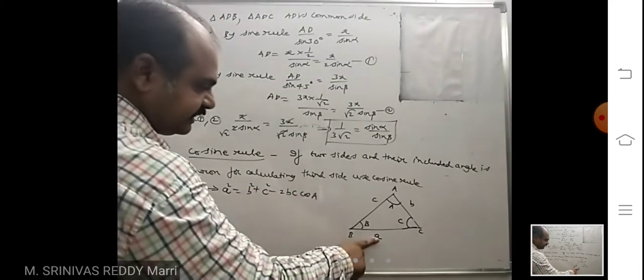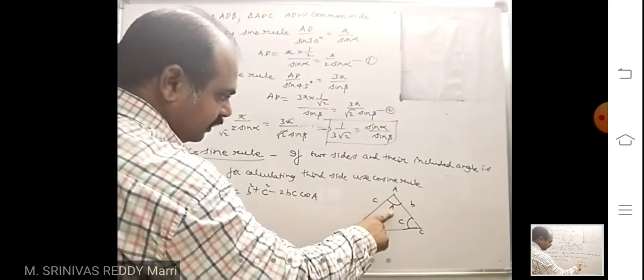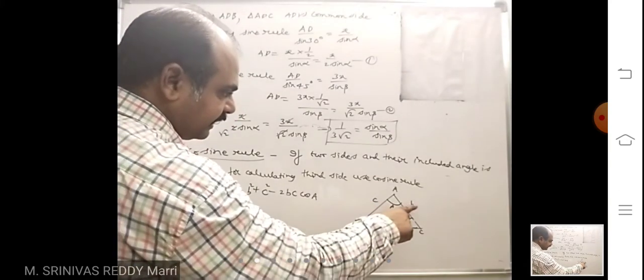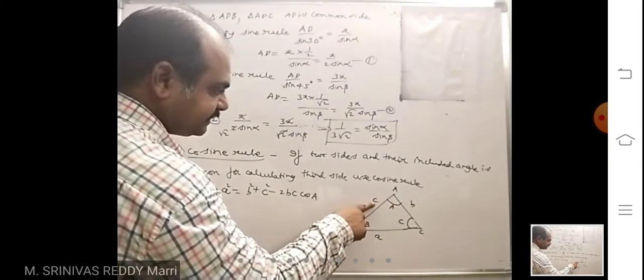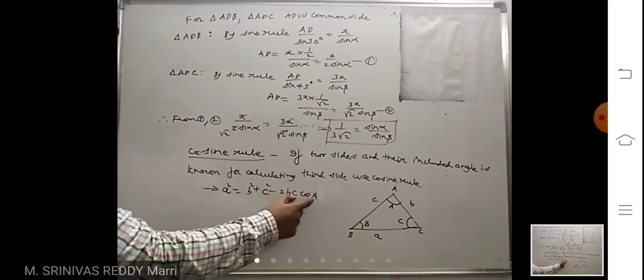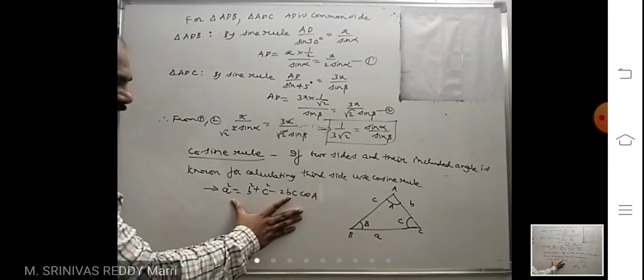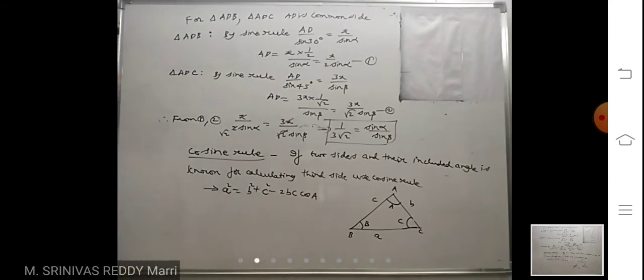This length square, you have to calculate. These two sides you know and angle A you know. So A square is nothing but this side square plus this side square minus 2 into the product of sides into cos of the angle between them. This is how to calculate the unknown third side A.